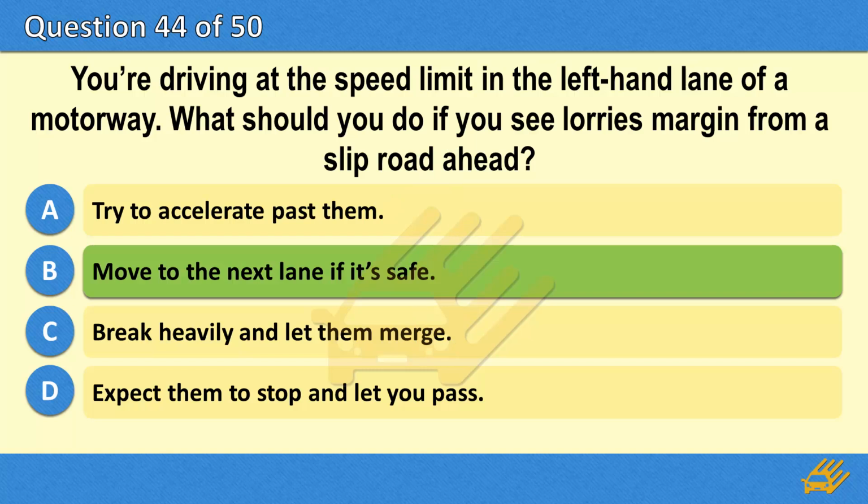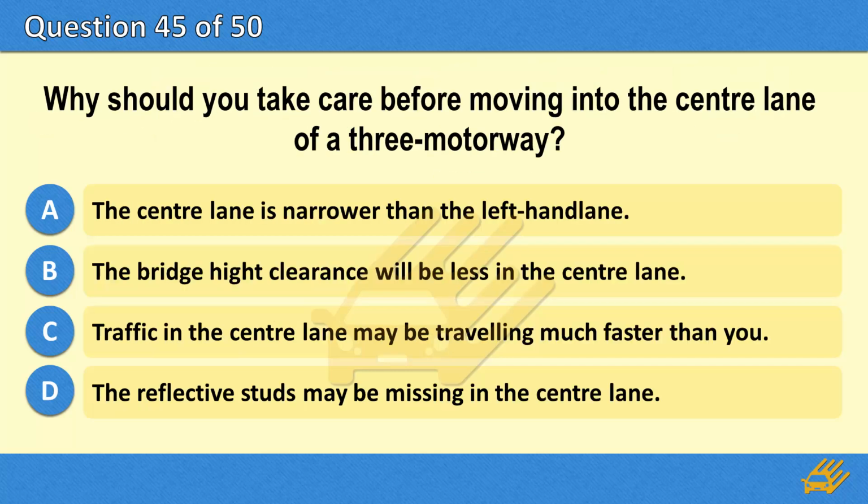The correct answer is B. Move to the next lane if it's safe. Why should you take care before moving into the center lane of a 3-lane motorway? A. The center lane is narrower than the left-hand lane. B. The bridge height clearance will be less in the center lane. C. Traffic in the center lane may be traveling much faster than you. D. The reflective studs may be missing in the center lane.